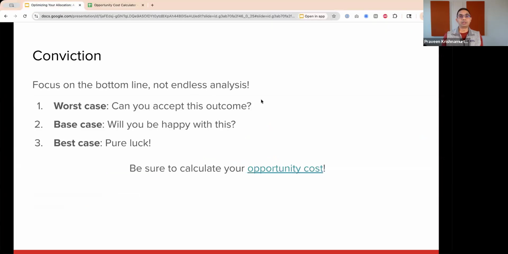All right, so going back, this is what I would suggest. Come up with your own worst case, your own base case, and best case. Plug the numbers in and see how you feel about it. Are you comfortable with the numbers? How do they impact the rest of your plan? So these are the questions you need to be asking.